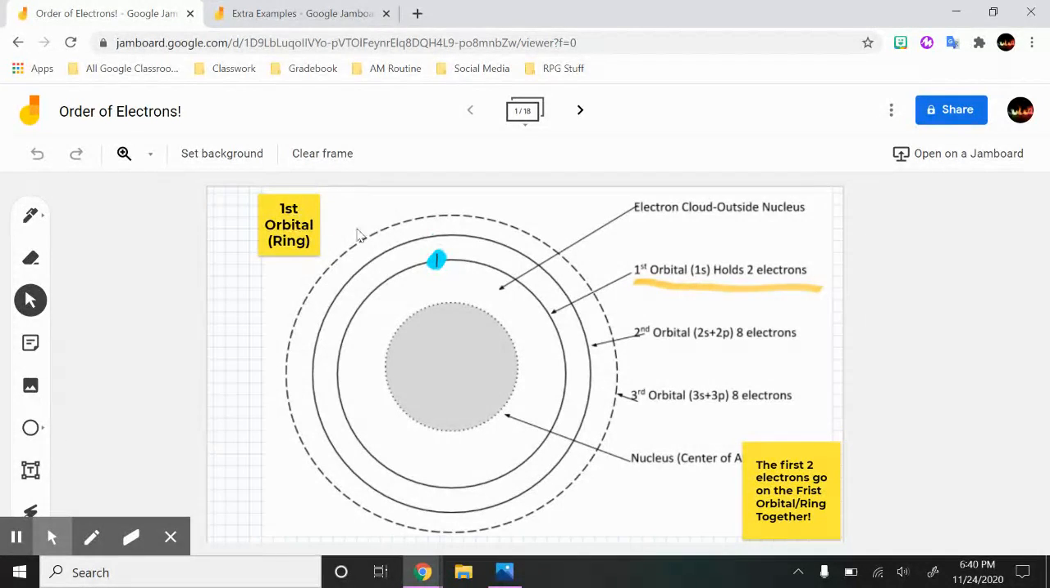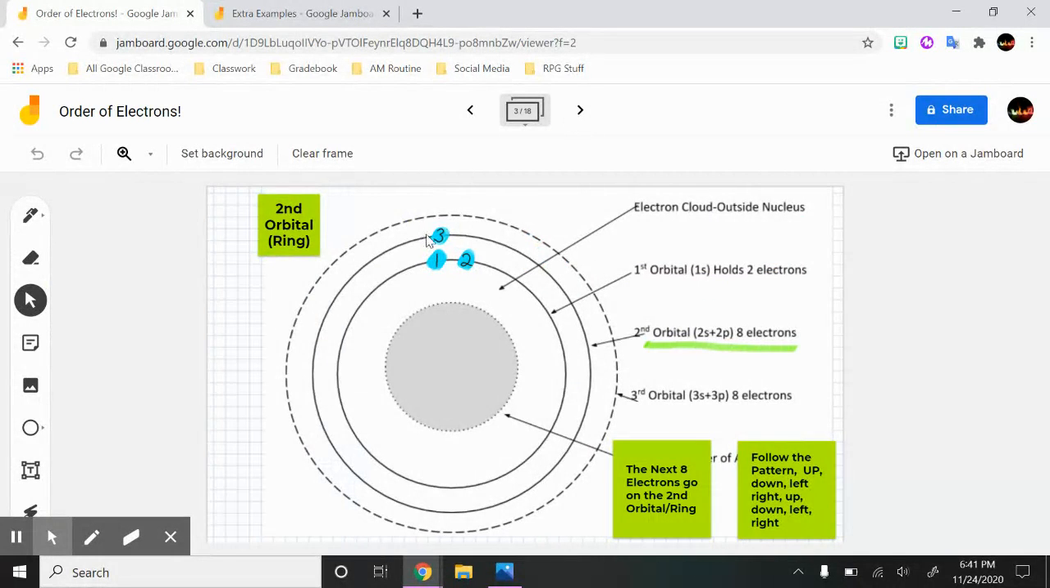If we start on the first orbital and we just have one electron, it's going to go right at the top by itself. Our second electron will go on that same first orbital, right next to it. So the first two go on the first orbital. Now we move out to the next orbital, since we can only put two on the first one. A third electron goes on the top of that second ring. And now we're going to follow the pattern.